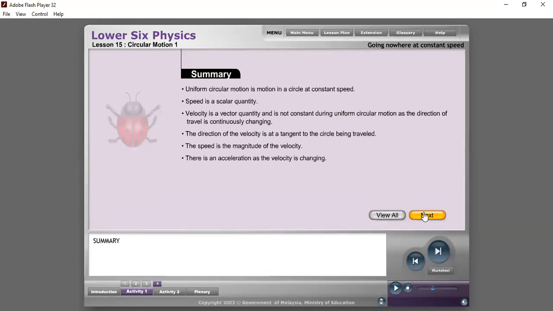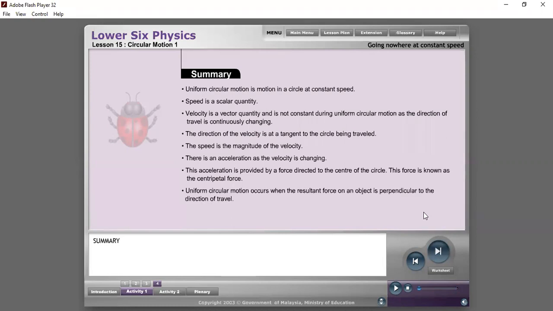There is an acceleration as the velocity is changing. This acceleration is provided by a force directed to the center of the circle. This force is known as the centripetal force. Uniform circular motion occurs when the resultant force on an object is perpendicular to the direction of travel.